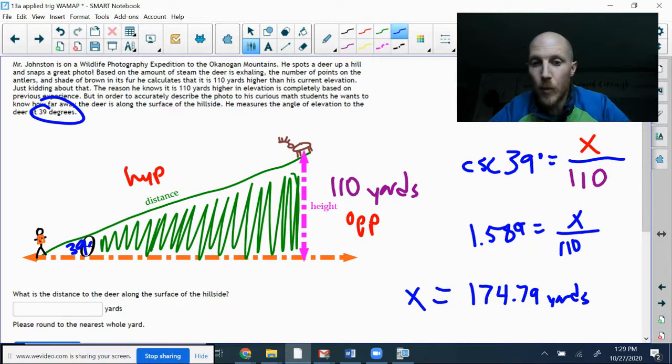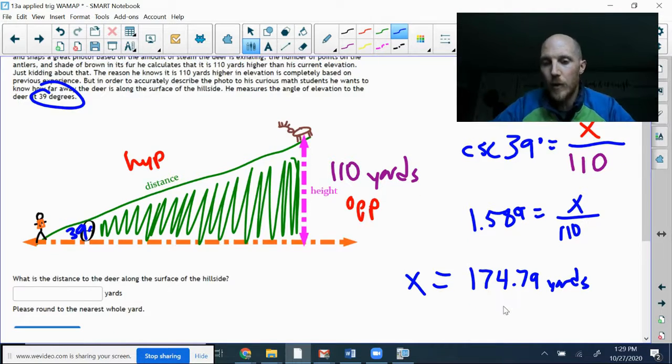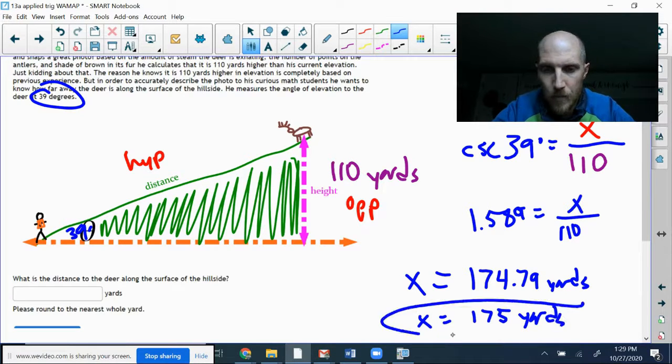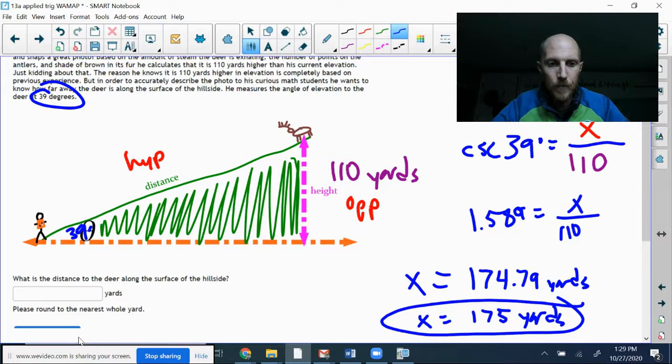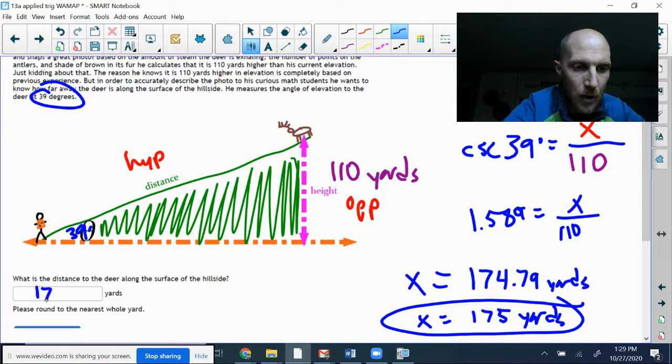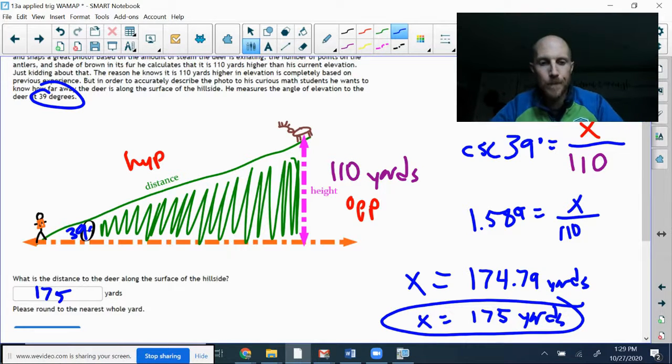And the directions ask me to round to the nearest whole yard, so I'm going to round that up to 175. We'll put that into our little answer blank right there.